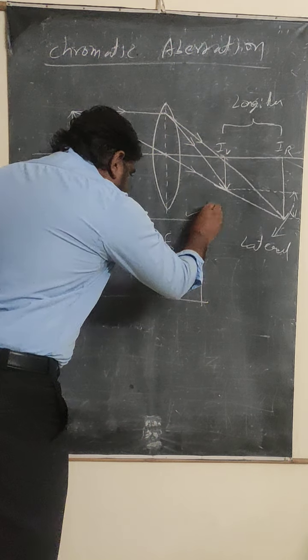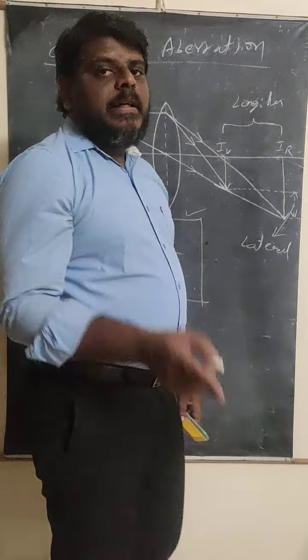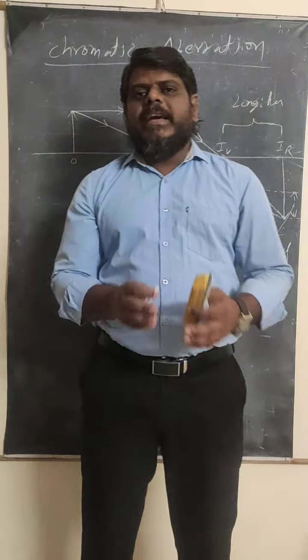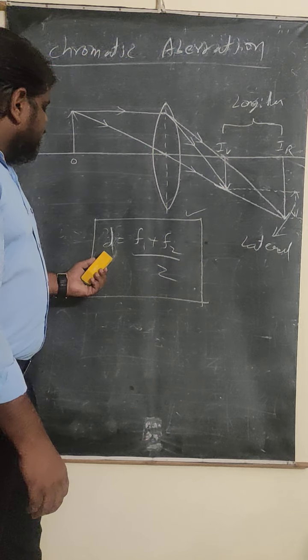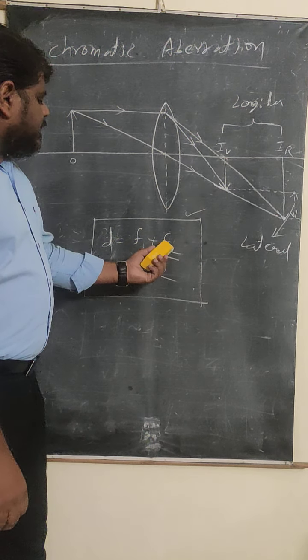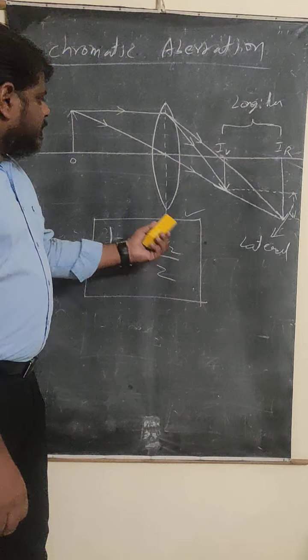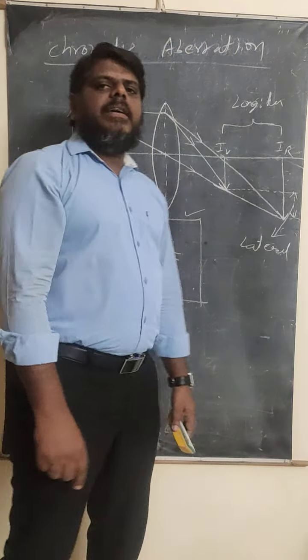The formulas are very important for solving problems. For spherical aberration, what is the distance? D = f1 - f2. But for chromatic aberration, the distance D = (f1 + f2)/2. So this is the elimination method of chromatic aberration.